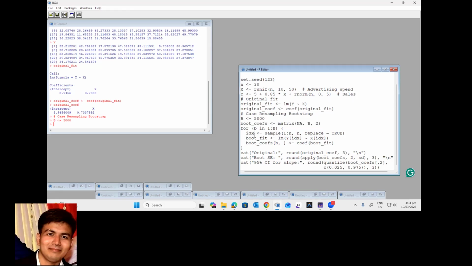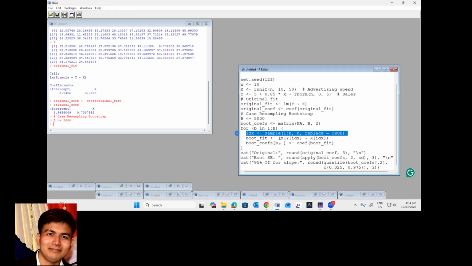All right, so after that we just run this loop for b in 1 to B. We are going to generate the samples 1 to n, where n is equal to 30. So we draw the bootstrap sample of indices from 1 to n with replacement. This means the original observation may appear multiple times, others not at all.